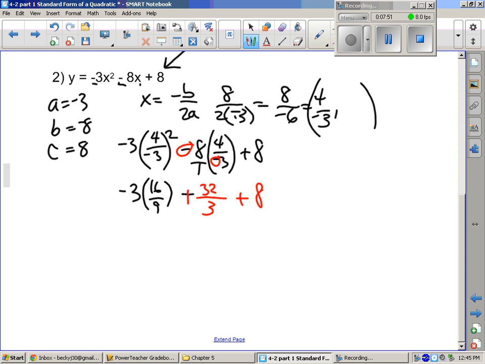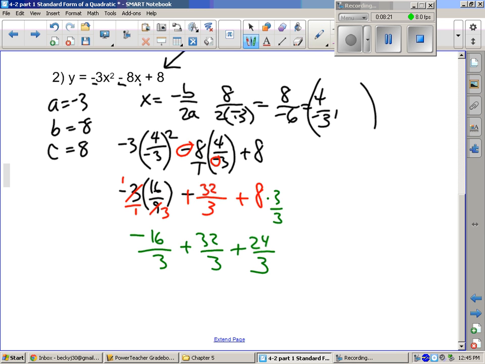All right, a little more room here. Okay, I have a 3 over 1 and a 9. You can do some reducing before you start. Make that a 1 and that a 3, and that might help a little bit. So negative 1 times 16, and then the 3 underneath. Then I have 32 over 3. I'm seeing thirds on the bottom, so I'm going to change this to thirds by multiplying it there. So I get 24 over 3. Then I put those together.